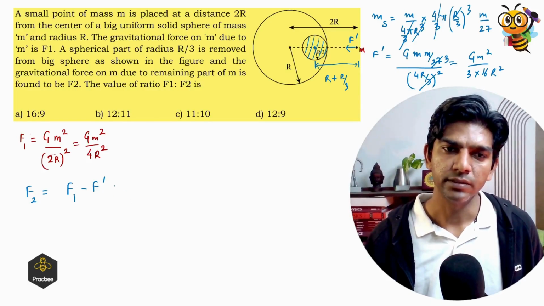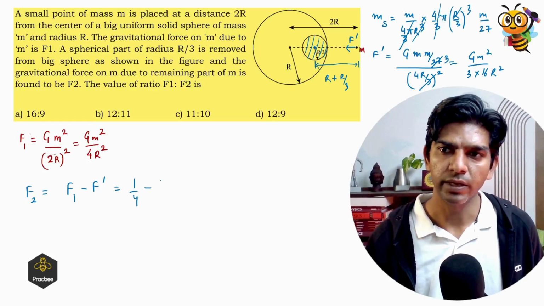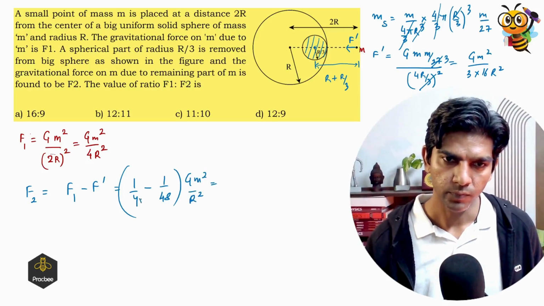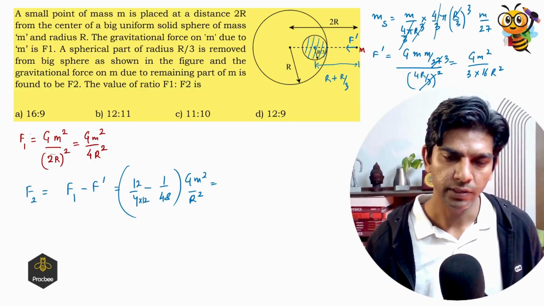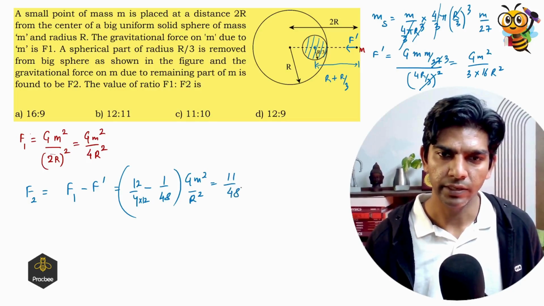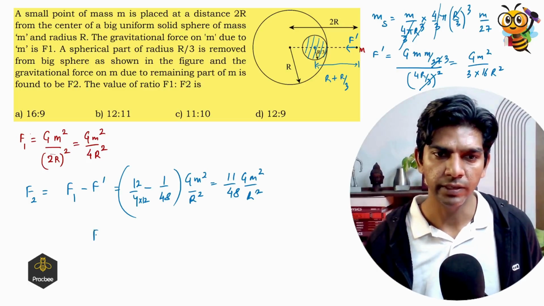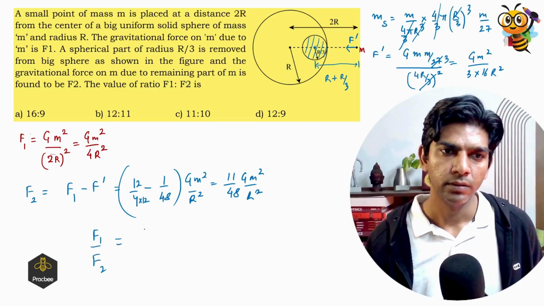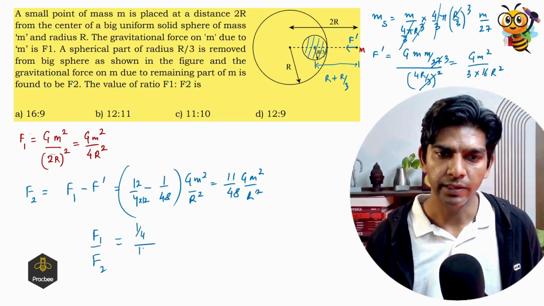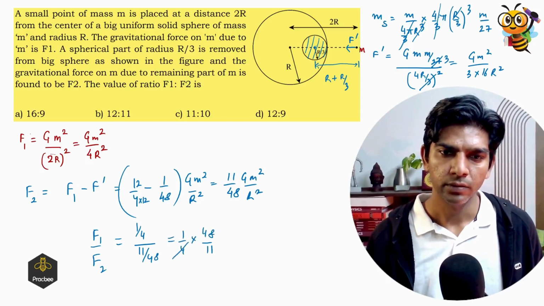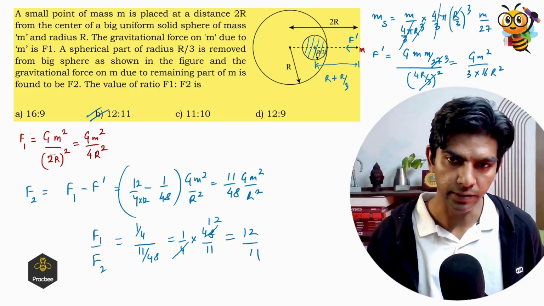So f1 minus f prime, so that will be 1 by 4 minus 1 by 48 G m square by r square. Let us multiply it with 12. So we're getting 11 by 48 G m square by r square. And we have to find the ratio of f1 and f2. So f1 by f2 will be 1 by 4 divided by 11 by 48. So that will be 1 by 4 times 48 by 11, so that will be 12 ratio 11. So option B is the right answer.